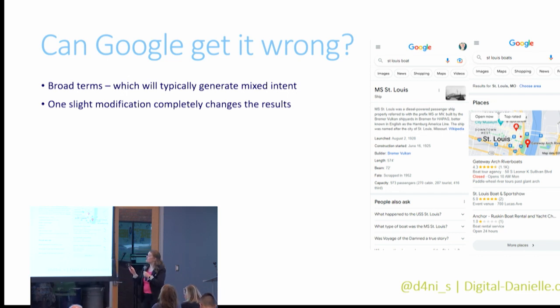I asked my friends and coworkers for some examples when I was building this presentation. My friend was going to St. Louis and she wanted to get a boat tour. So she put in the query St. Louis boat. And so it brings up the MS St. Louis, right? That's the entity of a St. Louis boat. But what she wanted was St. Louis boats. Completely changes the way that the search results appear, right?